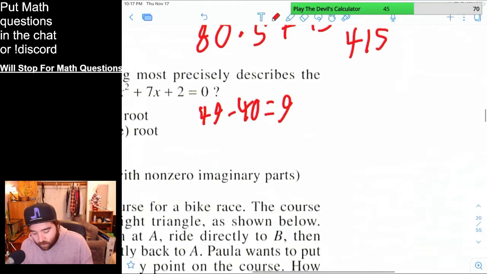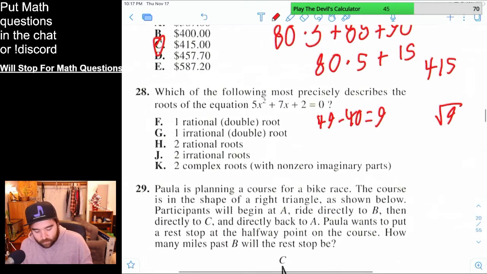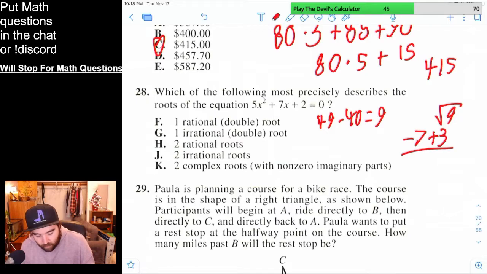So I guess we should just solve for them then. So b squared, well, that's 9. Oh, right, so it's the square root of 9. That's the thing. So it's rational because the square root goes away, because that's just going to simplify. So what the answers are going to be is -7 plus or minus 3 over 10.